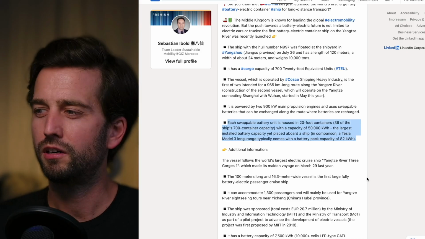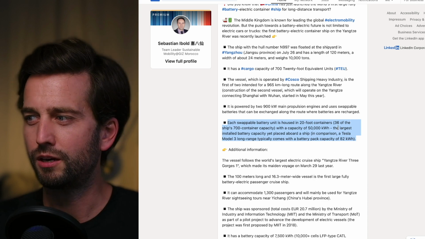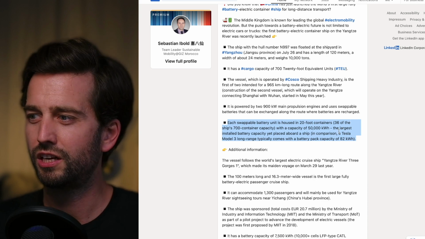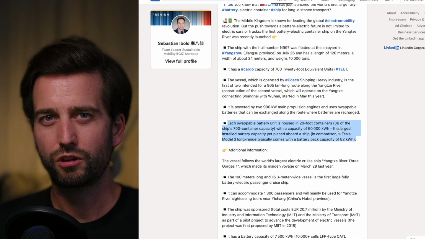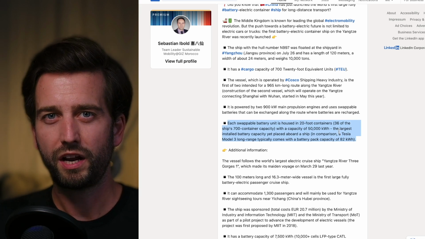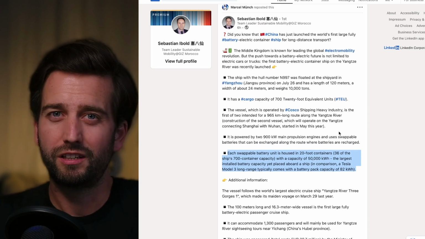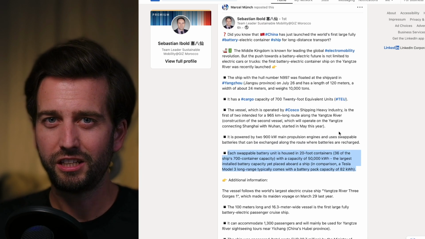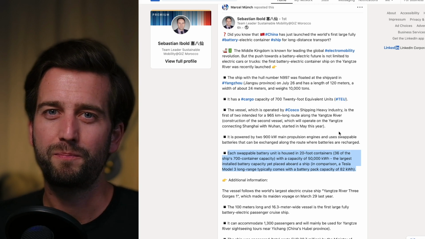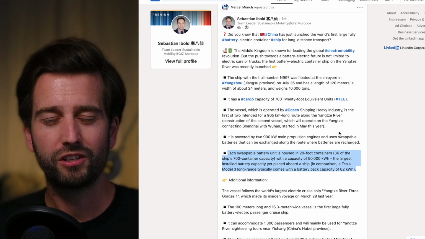I'm actually wondering about a cost-benefit analysis of using up 36 of the 700 containers here for batteries, and also the complications of putting that much weight on a ship and then still using cargo on it. I would assume that it's not ideal yet and not great. However, that's the way to go, and the Chinese are starting with it.